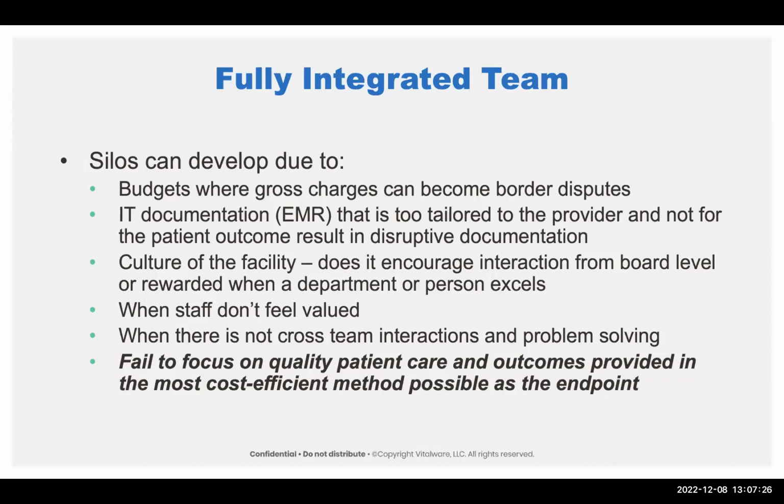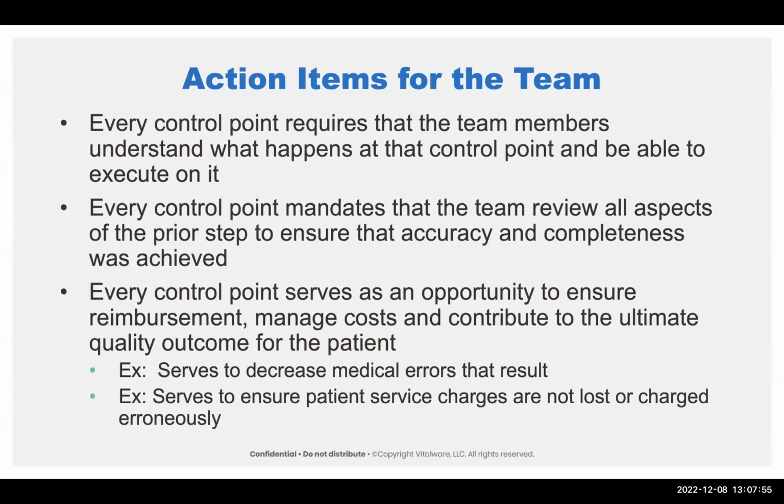The big thing is, when staff don't feel valued, they basically shut down. They do the minimum, and then fail to focus on quality patient care and outcomes provided in the most cost-efficient method. So if you know you're going to have an ER volume of 100 a shift and you're only staffing for 50, you're going to have patient burnout, you're going to have staff burnout, you're going to have negative complaints, you're going to lose volume because patients will go elsewhere. So what do we do? Every control point requires team member intervention, and they control it. Every control point mandates a team review of all aspects of the prior step. Did you make it so complicated that they can't do it?